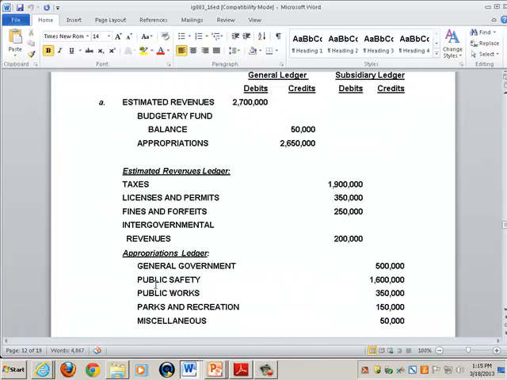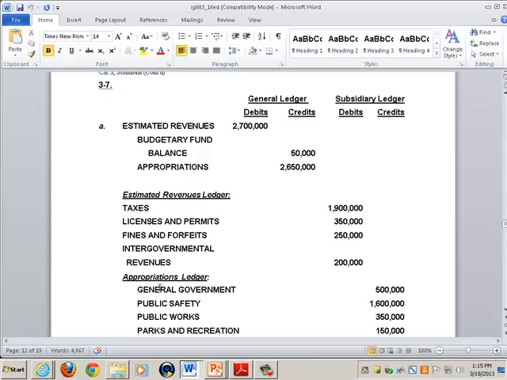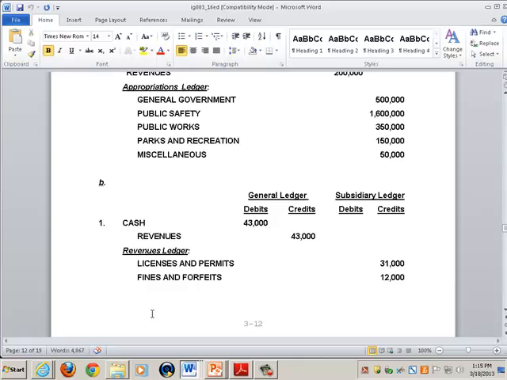Okay, here we go. Maybe this time it worked. So this is the first journal entry, which is 2.7 million. Anyone have any questions? This is your classic journal entry to record the budget. Everybody got that? Anybody have problems with a journal entry? Okay, we'll move along. This is to record the budget.